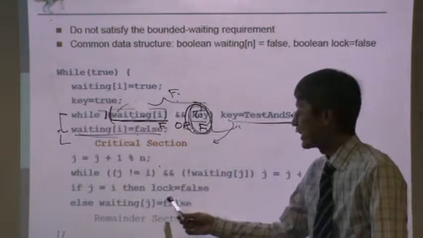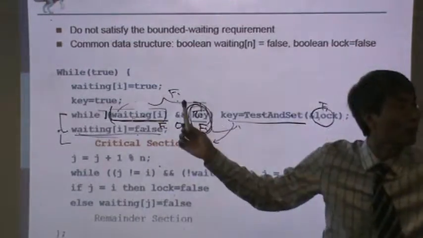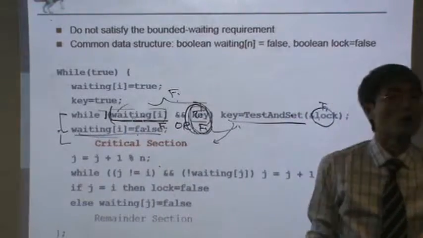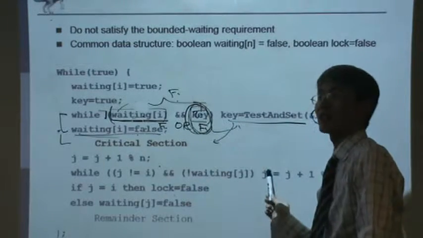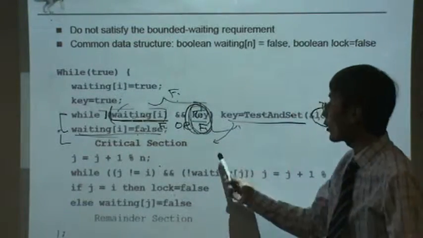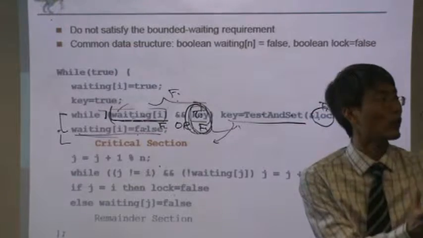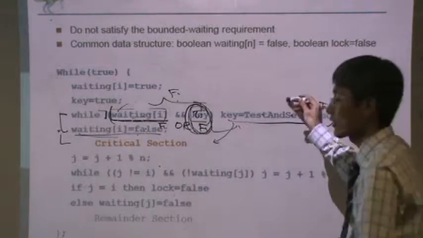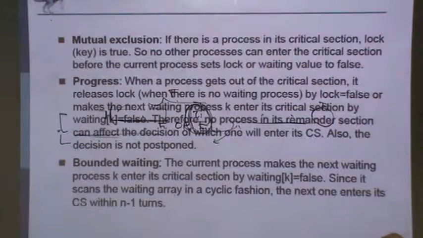If there is such a process, its waiting will be set to false, which means because of the other process, this one will enter. So mutual exclusion, yes. Bounded waiting is just one round of the selection. And among those, we only consider waiting processes, so that satisfies progress also. So this is the critical section problem solution using hardware, the TestAndSet instruction, that satisfies the three conditions.